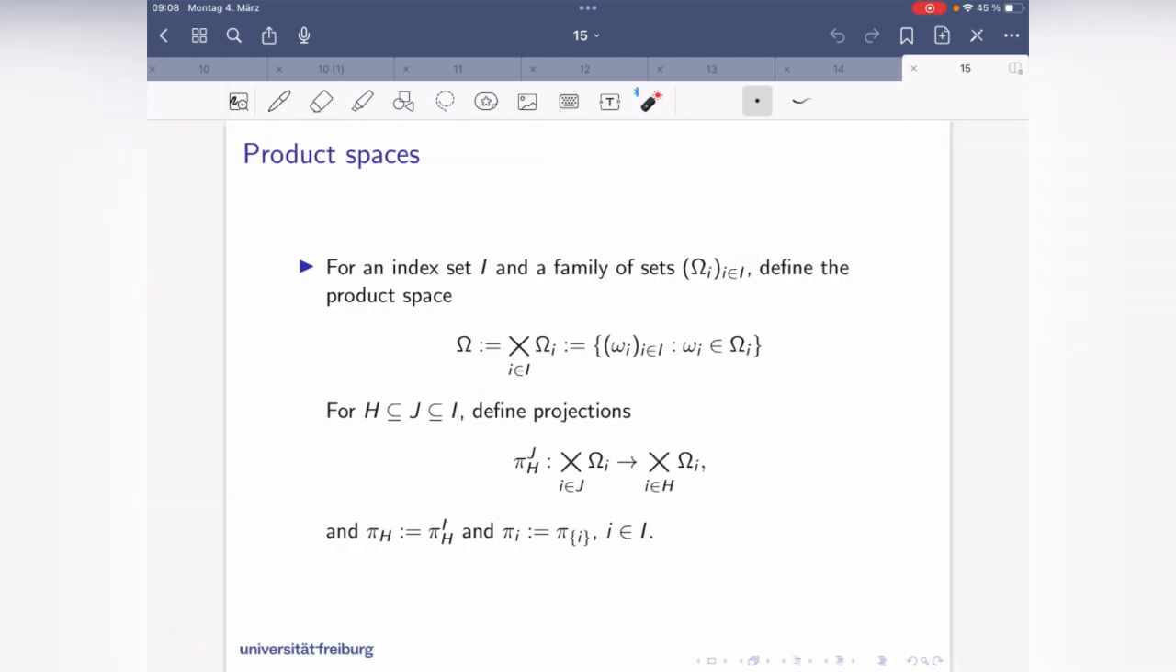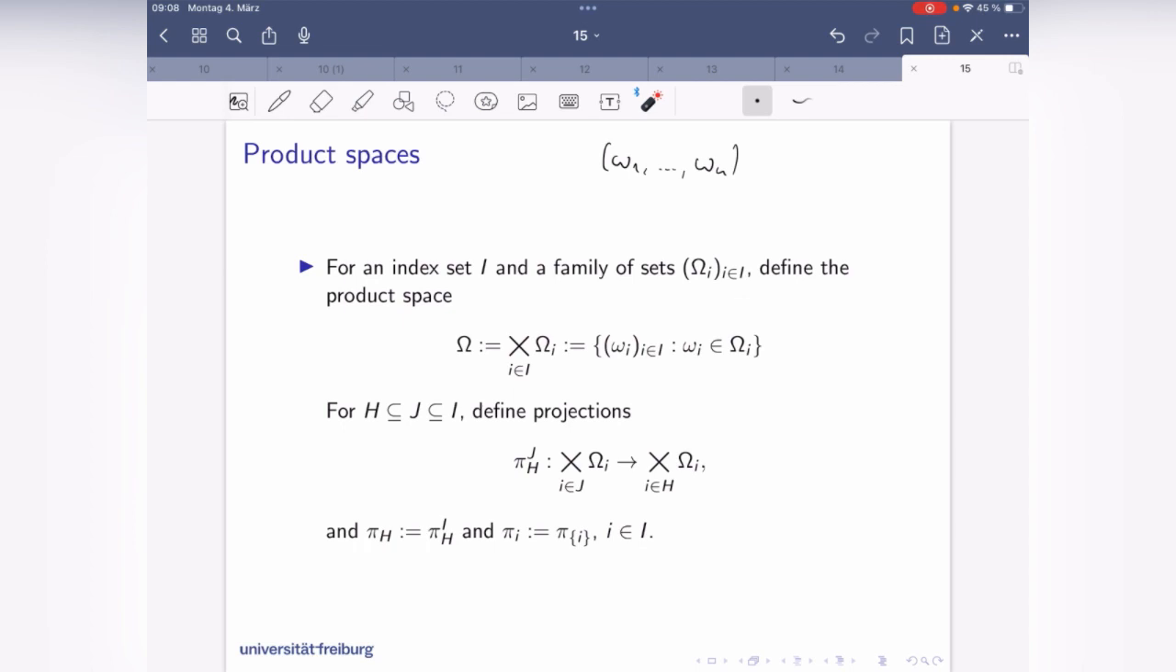So first of all, what's a product space? Okay, that's something you might know. There's this cross product or Cartesian product of the spaces omega I, and that's just the vector, and the index set is here. So for example, if I would be finite, you would write omega 1 until omega n, then the I here would have n elements. Okay, that's a product space.